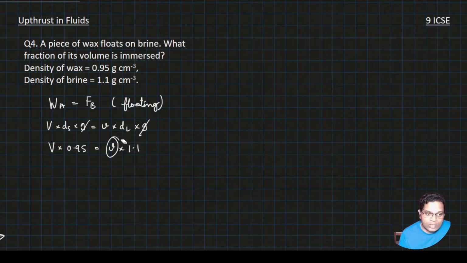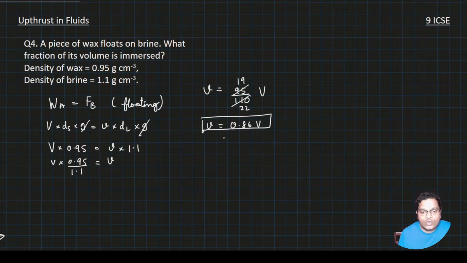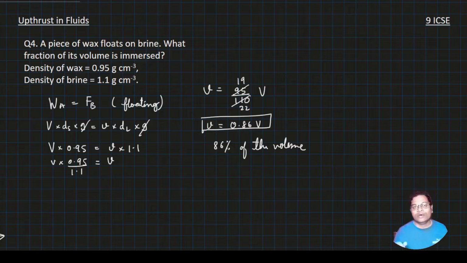Now we want this: what fraction of it is immersed inside? So we will keep this V over here, and this will be 0.95 divided by 1.1. So we get small b as, if I shift to decimals, 95 over 110 times big V. So this will be 5 into 19 and 5 into 22. This will be 0.86 V. So you can even say that 86% of the volume will be immersed inside.